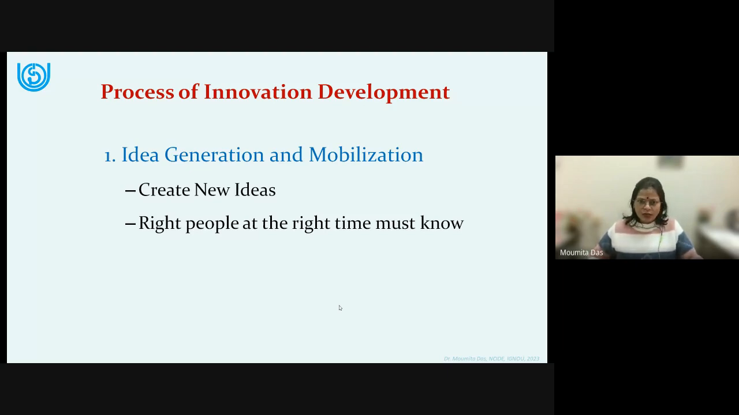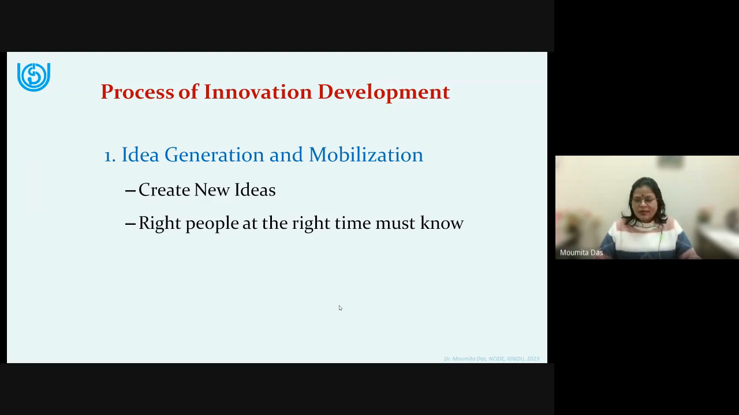So as you know, in the idea generation step, new ideas are created. In fact, yesterday Dr. Jyotsna had explained the process of ideation through design thinking, right? I hope you remember the steps of design thinking. We will briefly go through it in this presentation also. So you need to ideate, you need to create new ideas at the first step.